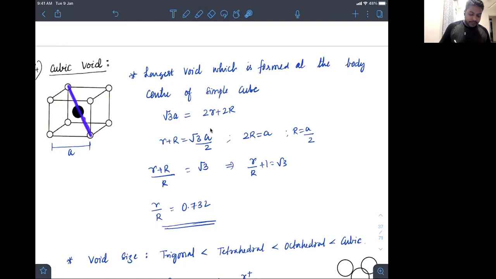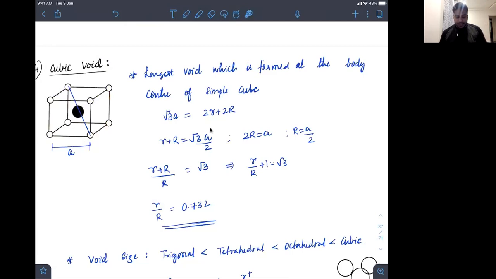You know that this total distance is root 3a, and that root 3a will be equal to 2r plus 2R. If I take 2 common, I'll get small r plus capital R is equal to root 3a by 2. And we know that these two atoms are touching each other, so 2R is equal to a. So divide both of them, and you'll get root 3. Therefore, small r plus capital R is equal to root 3 by 2, which is 0.732. So this is what you will get as the cubic void.